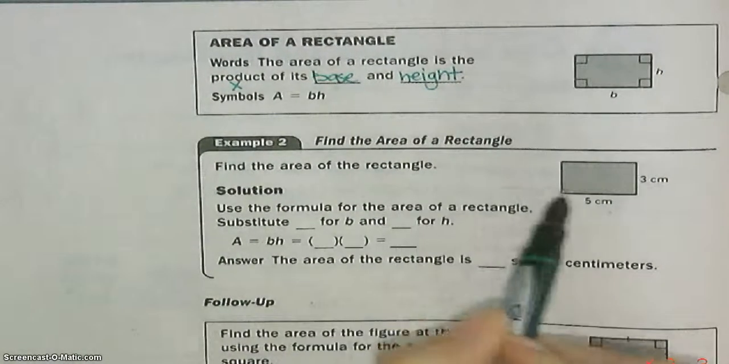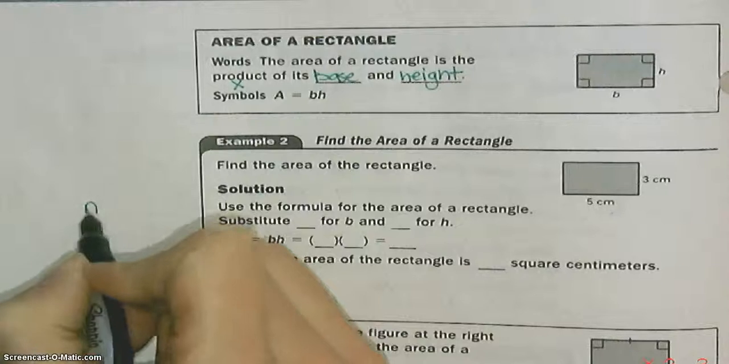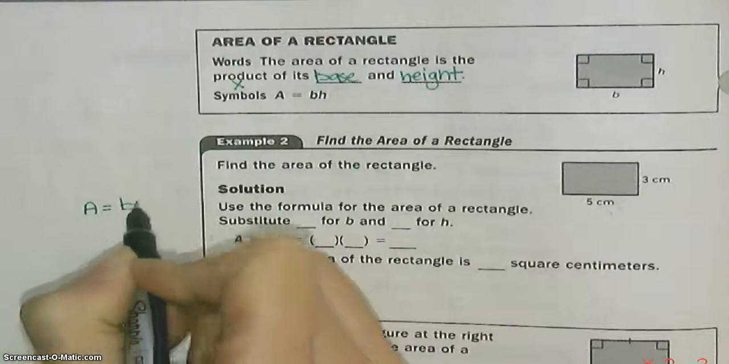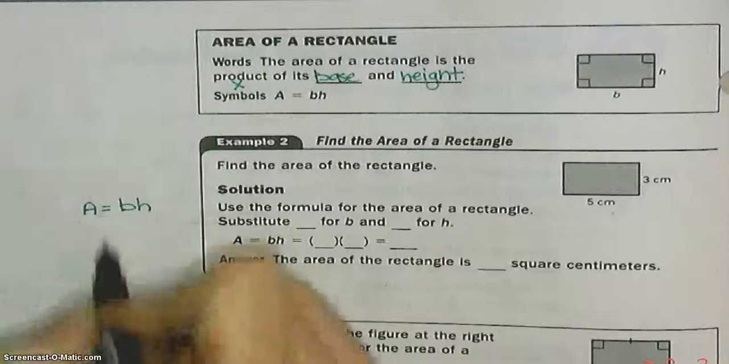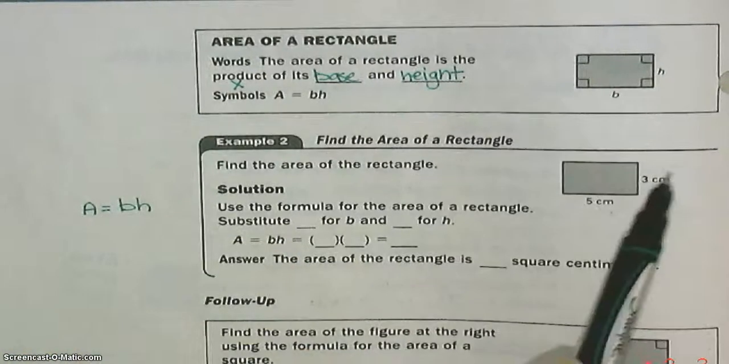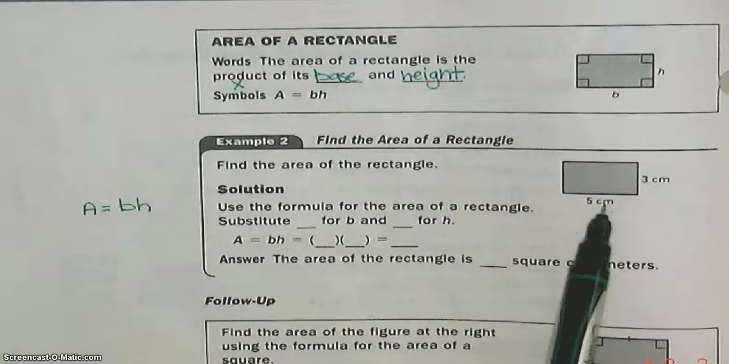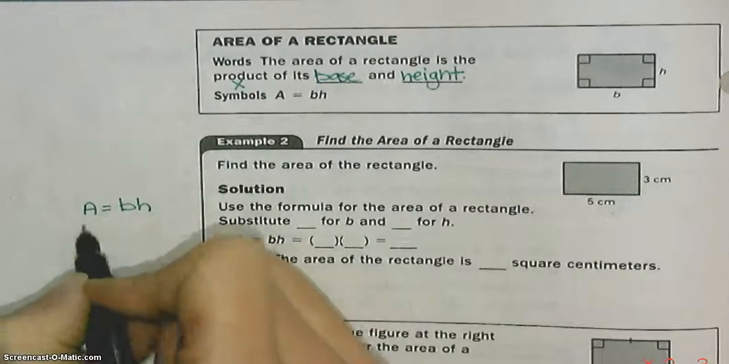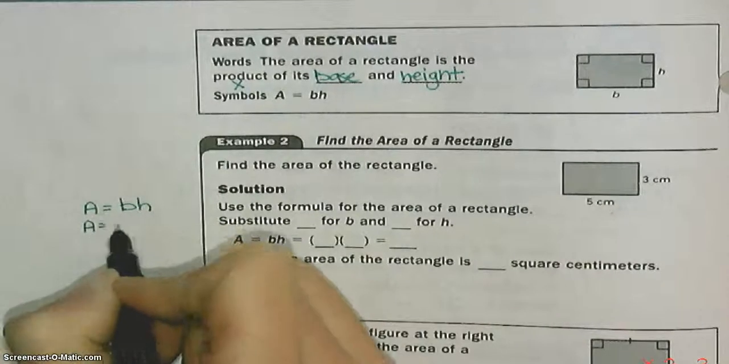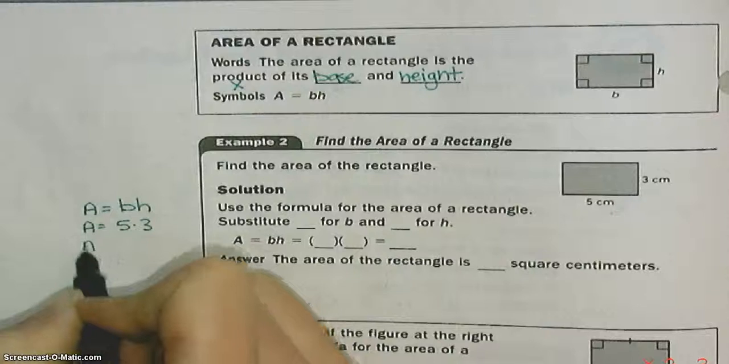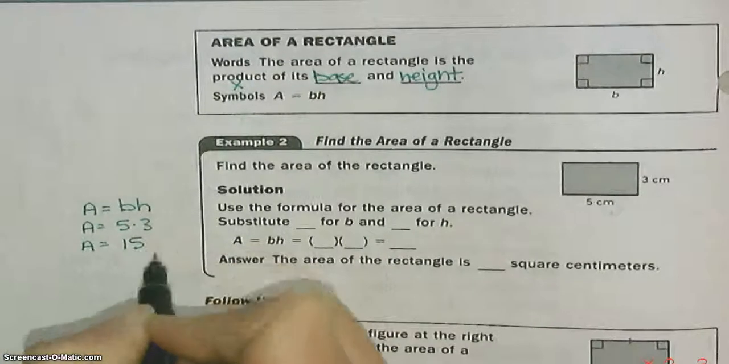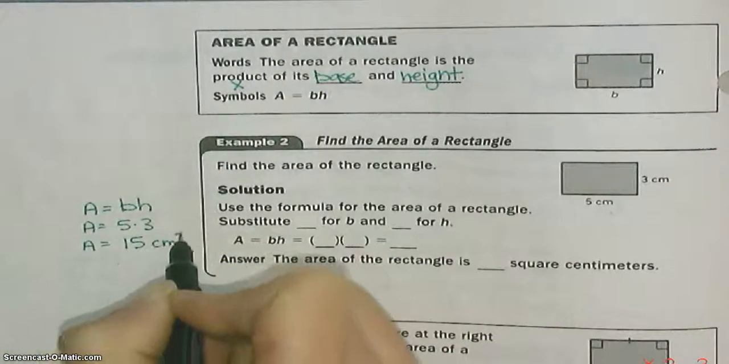Find the area of the rectangle. Area equals base times height. That's our formula. The first step is always to write the formula down. Now we plug in everything that we know. We know the base is 5 and the height is 3. I don't know area, so I'm going to leave that. 5 times 3. Area equals 15. Don't forget the units. Centimeters squared.